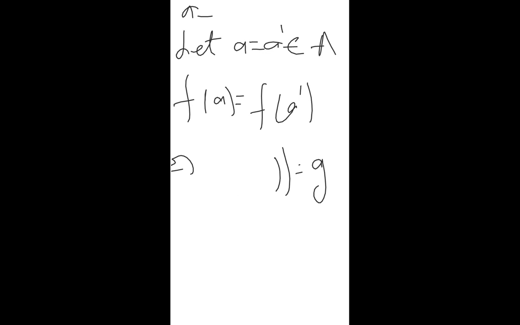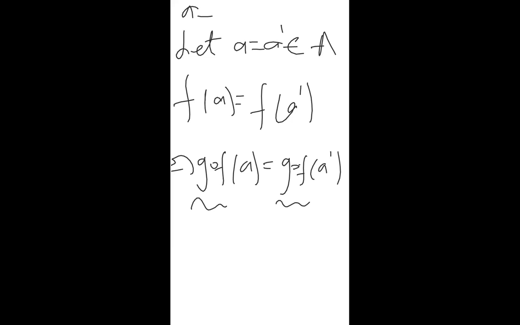Let me write it, I don't have much space. So this is G of F of A equal to G of F of A prime. Since G composed with F is the identity on the set A, because G is a left inverse, and this is an element in A, this implies that A is equal to A prime, and thus F is injective.